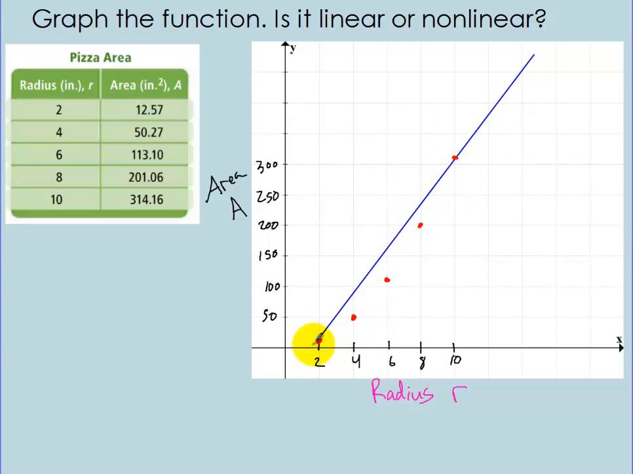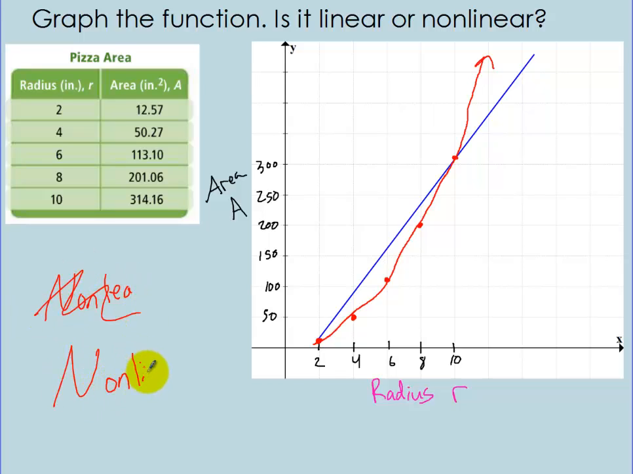The graph actually has this curved shape right here, and this is actually exponential, I think. Or actually, this would form a parabola if we kept going. So this function is nonlinear. Nonlinear. So we say nonlinear because it does not form a line with those points. It's forming a curve. Let's try a different one.